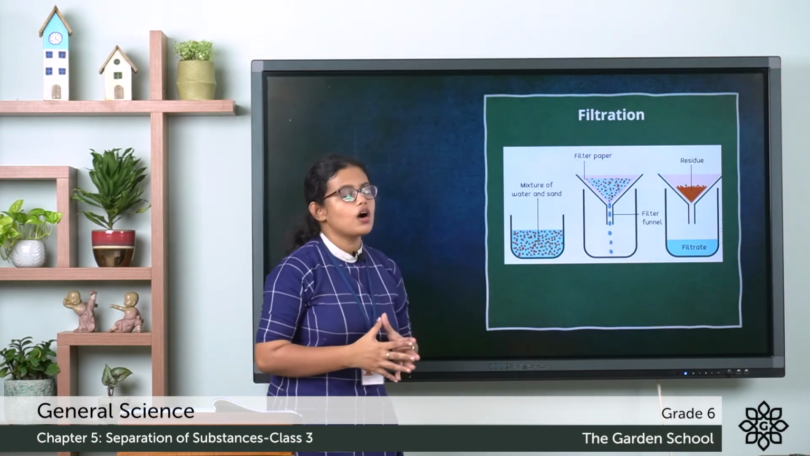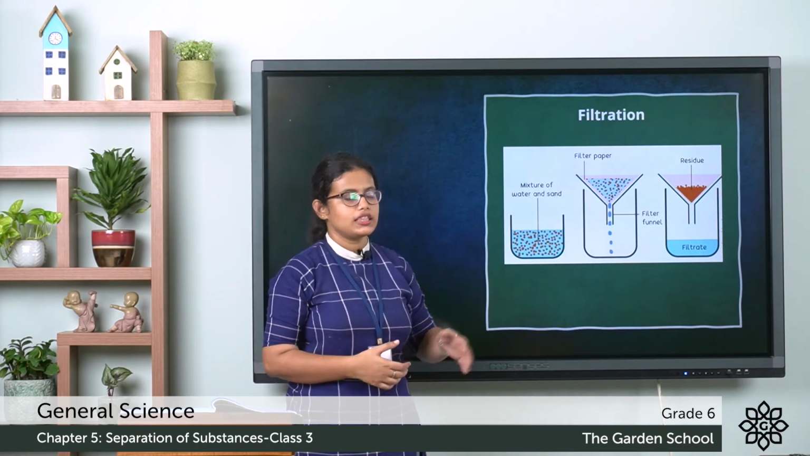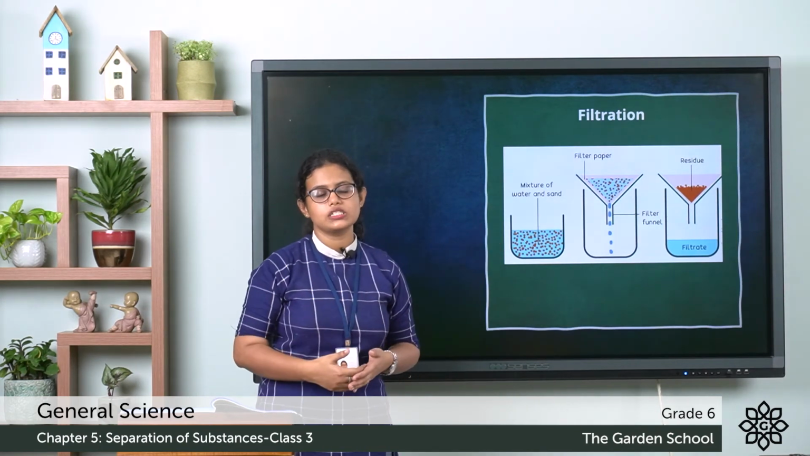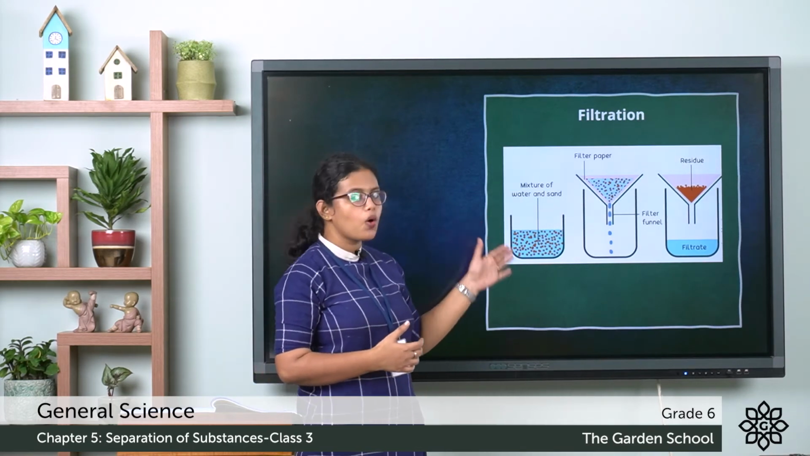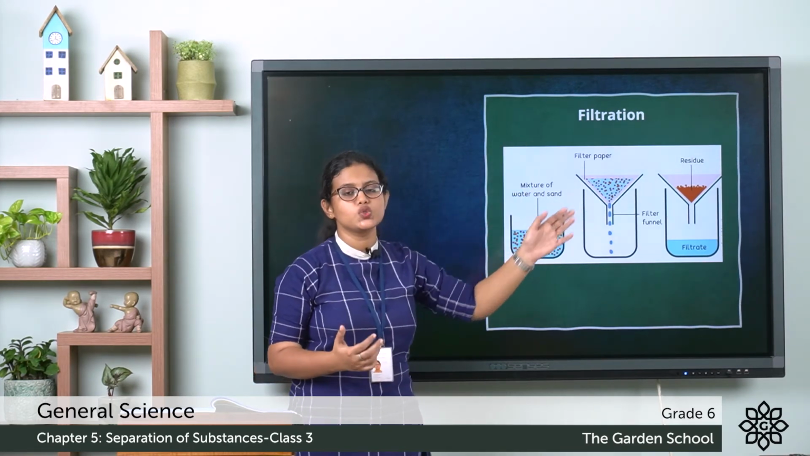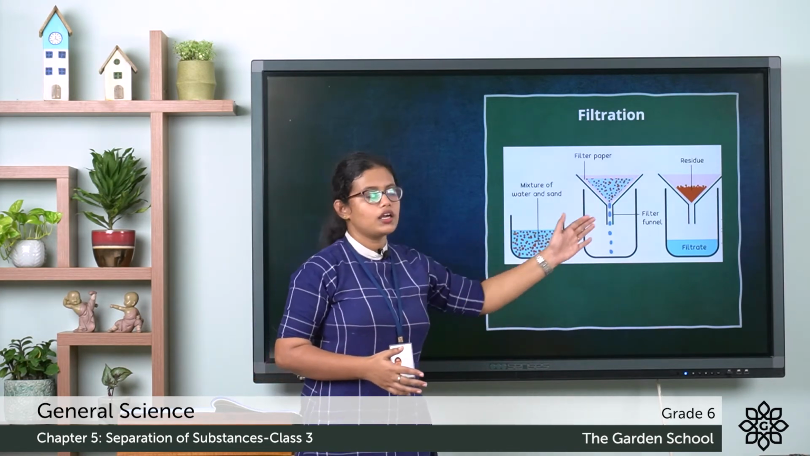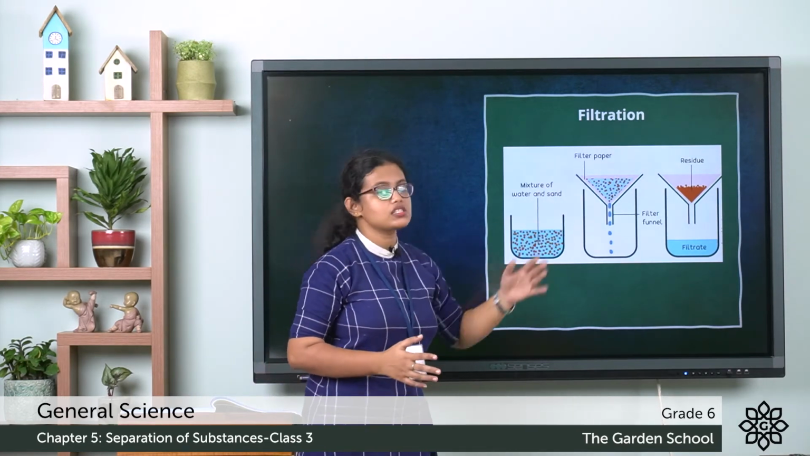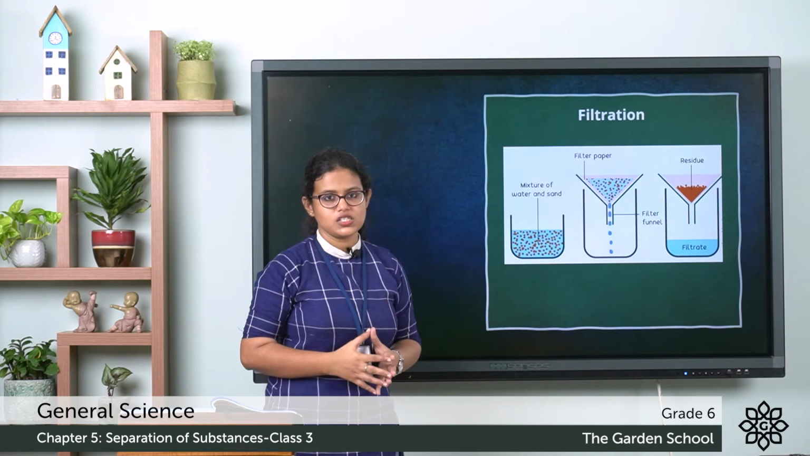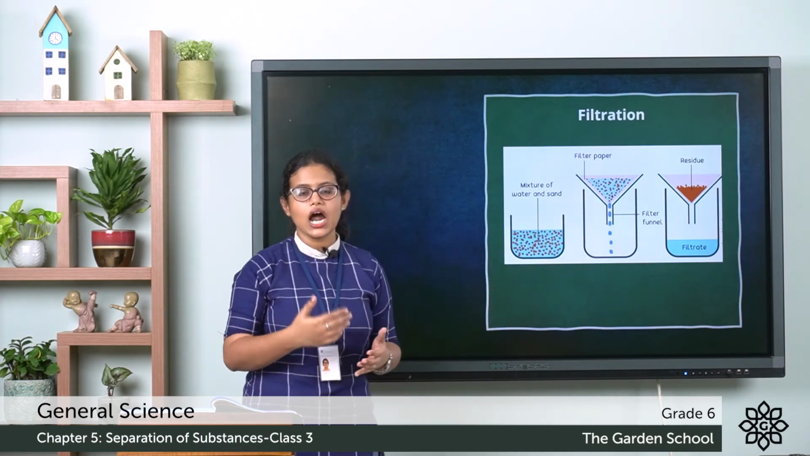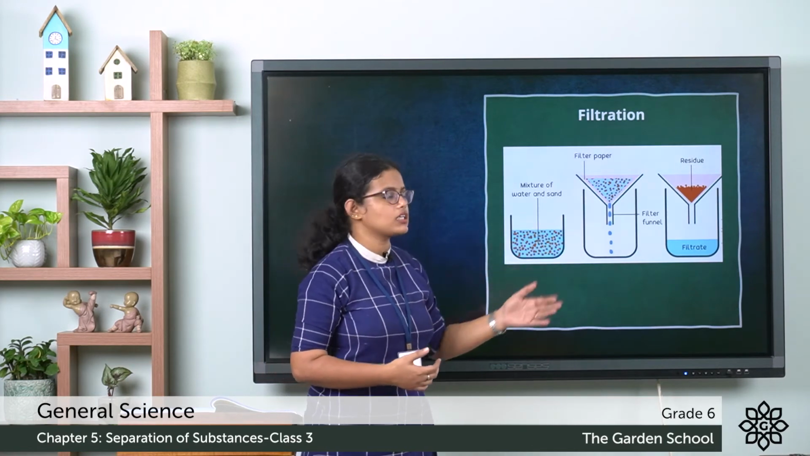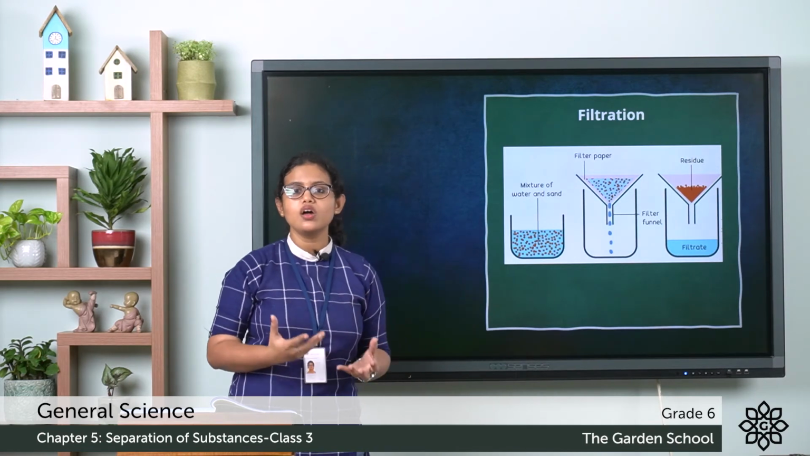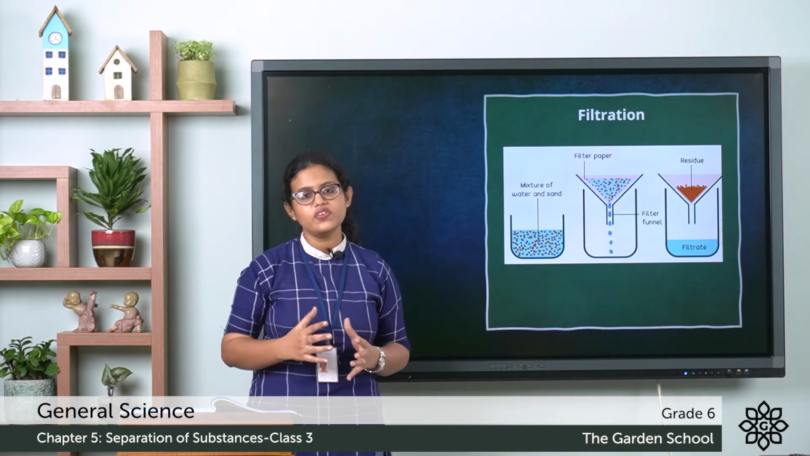Here we have a mixture of water and sand. Then here we have a filter funnel and a filter paper that is kept in the filter funnel. Now what we are going to do is pour this mixture of water and sand into this filter funnel, and then you will get the filtrate. That is the pure water, and the residue will be there on top of it. The undissolved, insoluble particles get separated from the liquid, and you will get clean, pure water. So that is the method of filtration.